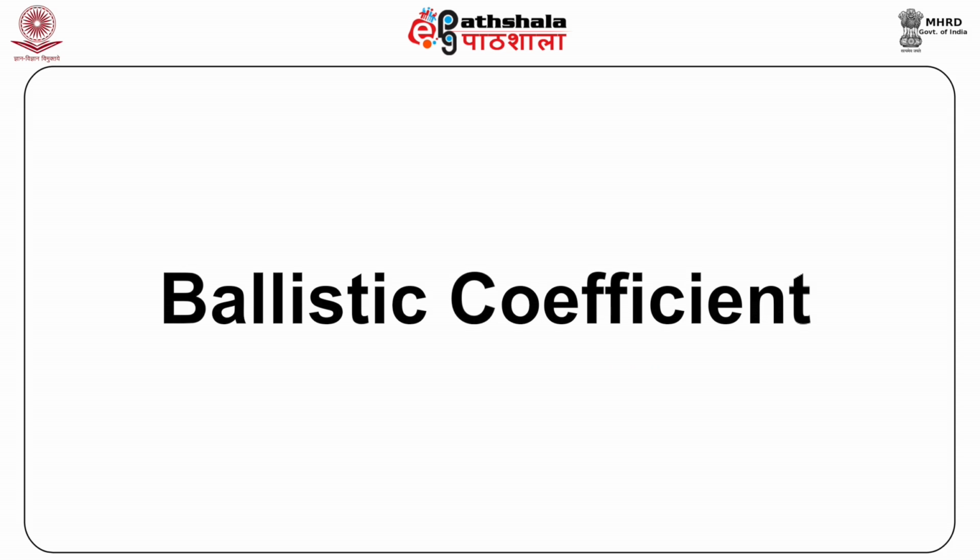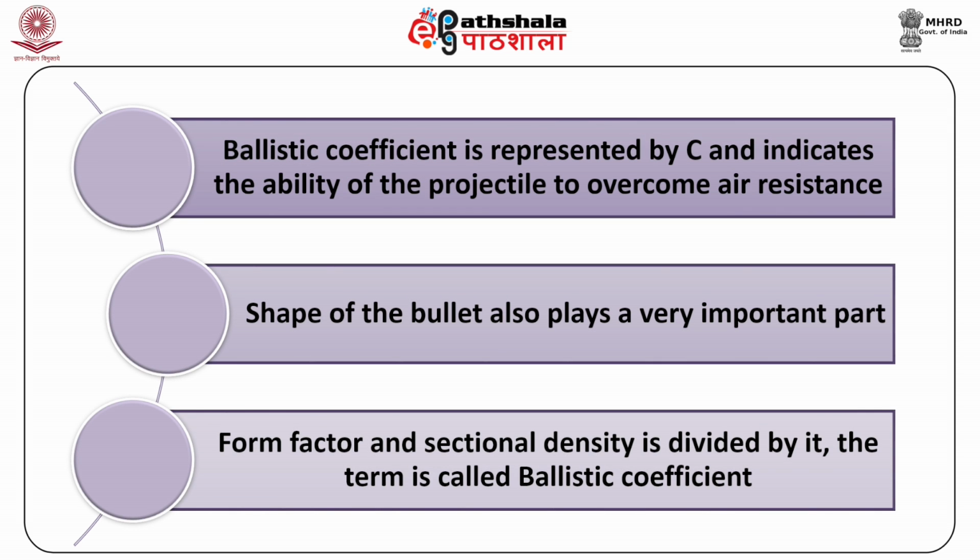Ballistic coefficient. Ballistic coefficient is usually represented by C and indicates the ability of the projectile to overcome air resistance and its efficiency in flight. The sectional density is not the only factor affecting the retardation, the degree of velocity lost due to the air, of a bullet, as shape of the bullet also plays a very important part.